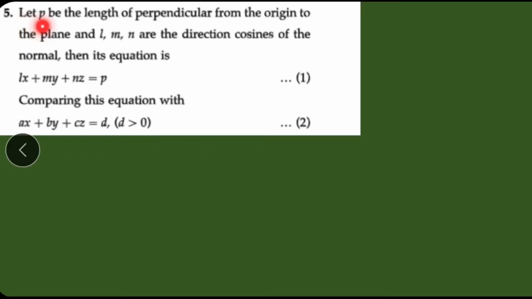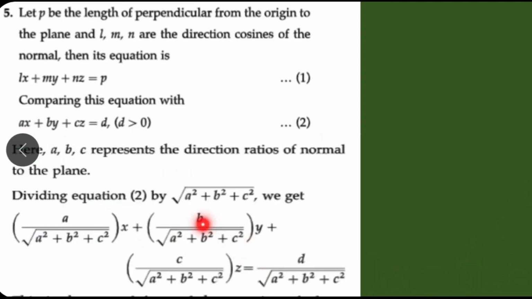Fourth point. Let P be the length of perpendicular from the origin to the plane, and L, M, N are the direction cosines of the normal. Then its equation is Lx plus My plus Nz equals P. This equation we call the Cartesian equation of plane. Comparing this with ax plus by plus cz equals d, where d greater than 0, here small a, b, c represent the direction ratios of normal to the plane.